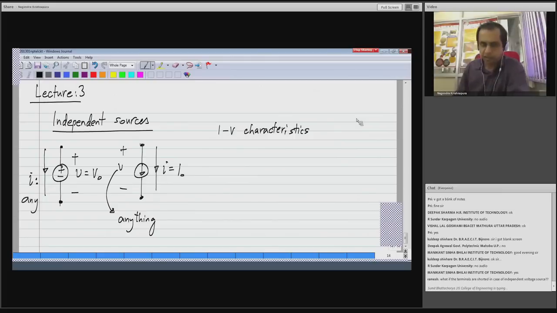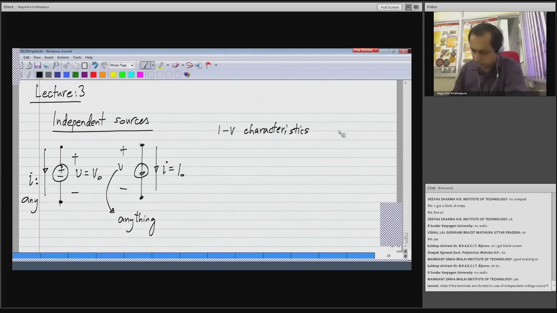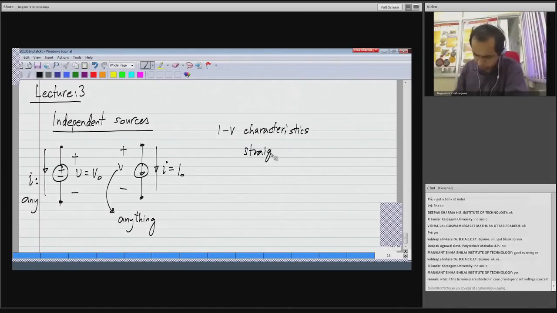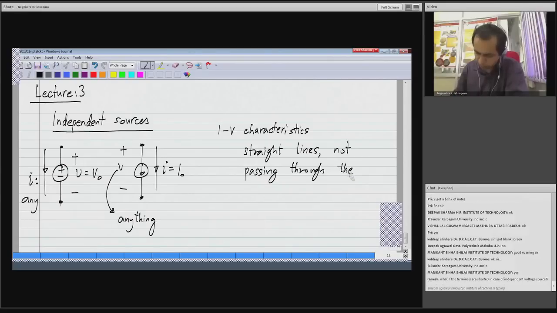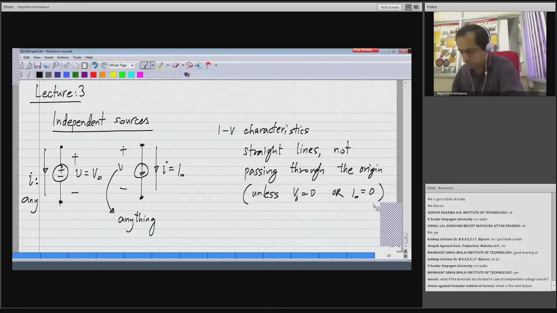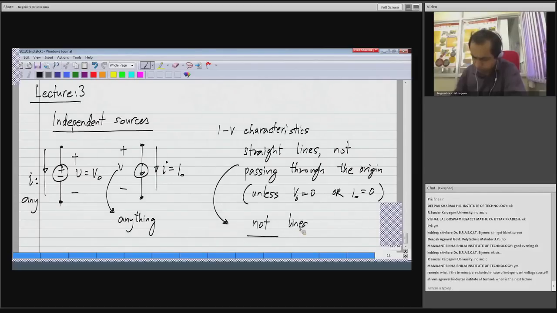Which basically means if I plot I versus V, these are straight lines not passing through the origin, unless coincidentally the voltage source value or the current source value happens to be zero. Unless that happens, the straight lines are not passing through the origin, which means that these are not linear elements.